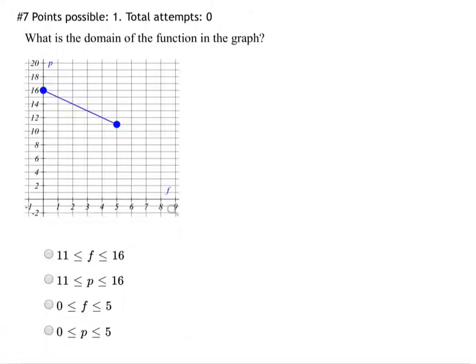So number 7, same kind of thing. They say, what is the domain of that one? So can you tell that one by looking at the graph? Remember what domain is? Domain is the left edge, comma right edge. The width coverage, how far left the graph goes, how far right the graph goes. So what's the answer?